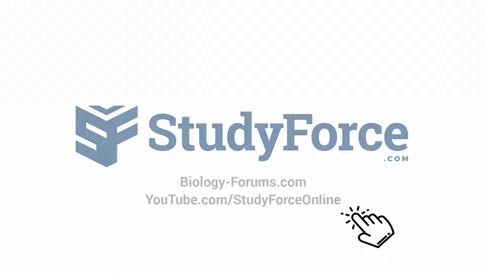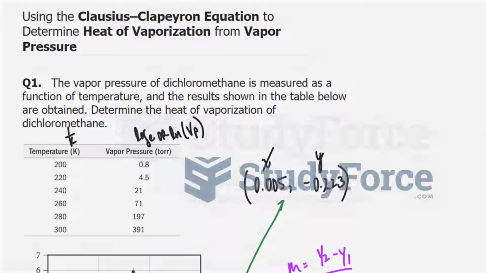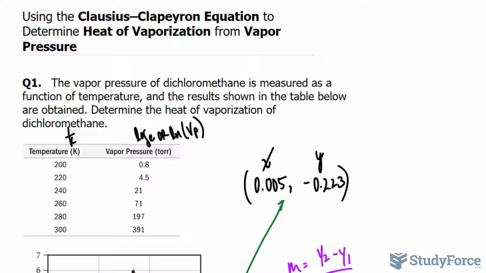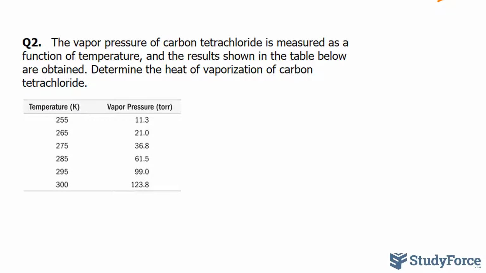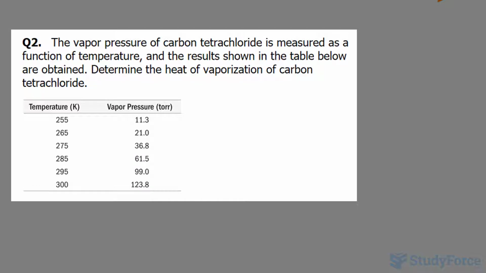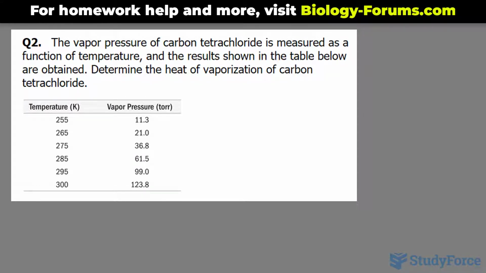Welcome back to the second example on the Clausius-Clapeyron equation, where we determine the heat of vaporization from vapor pressure. We ended off with question 2, and it's the exact same thing as question 1, except we're dealing with a different chemical. The vapor pressure of carbon tetrachloride is measured as a function of time, and the results shown in the table below are obtained.